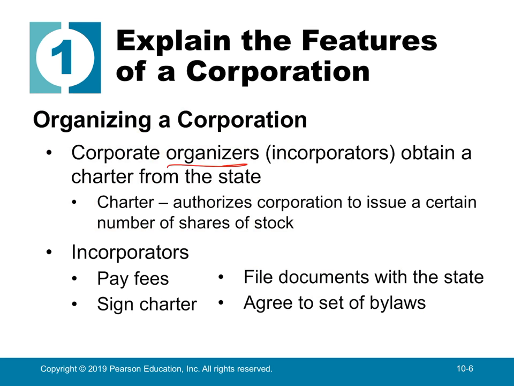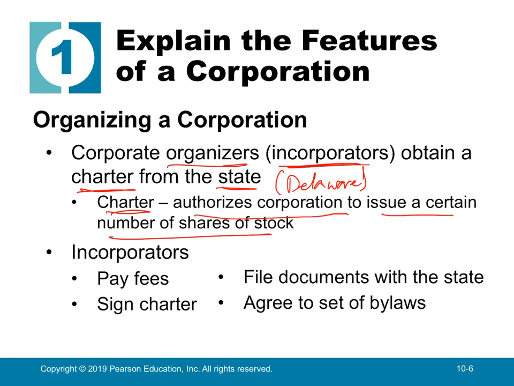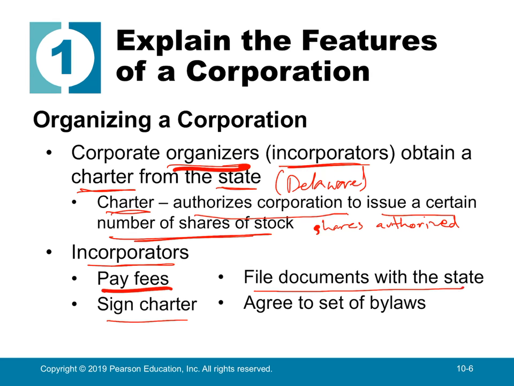So, how do you organize a corporation? The corporate organizers, also called the incorporators, will get a charter from a state. The most popular is Delaware. The charter is going to authorize the corporation to issue a certain number of shares of stock, right? So, these are shares authorized. We'll see that again here in a few slides. So, just remember this is shares authorized. The incorporators, these organizers, will pay some fee, sign the charter, file the documents with the state, and agree to a set of bylaws.